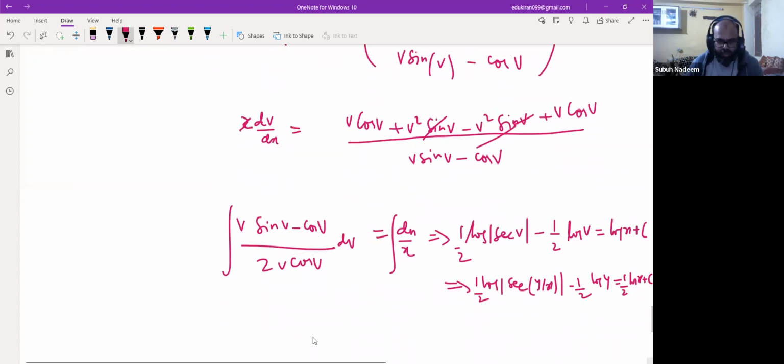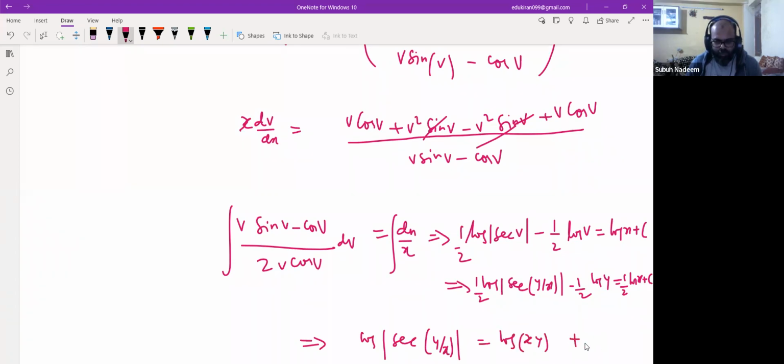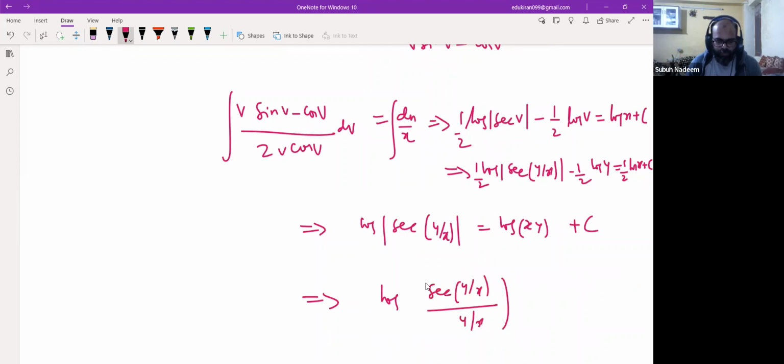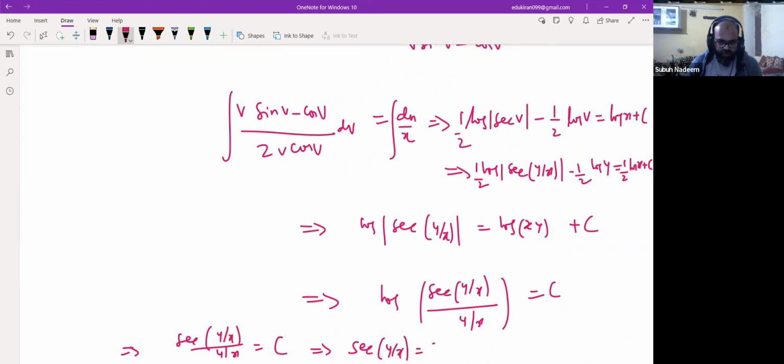So you get as half will adjust in c, log of sec y by x is equal to log of x into y plus c. 2c will also be c. Now you can remove log by writing it log of sec y by x by y by x is equal to c, and sec y by x by y by x is equal to e to the power c, which is also a constant c. So sec y by x is equal to c y by x.